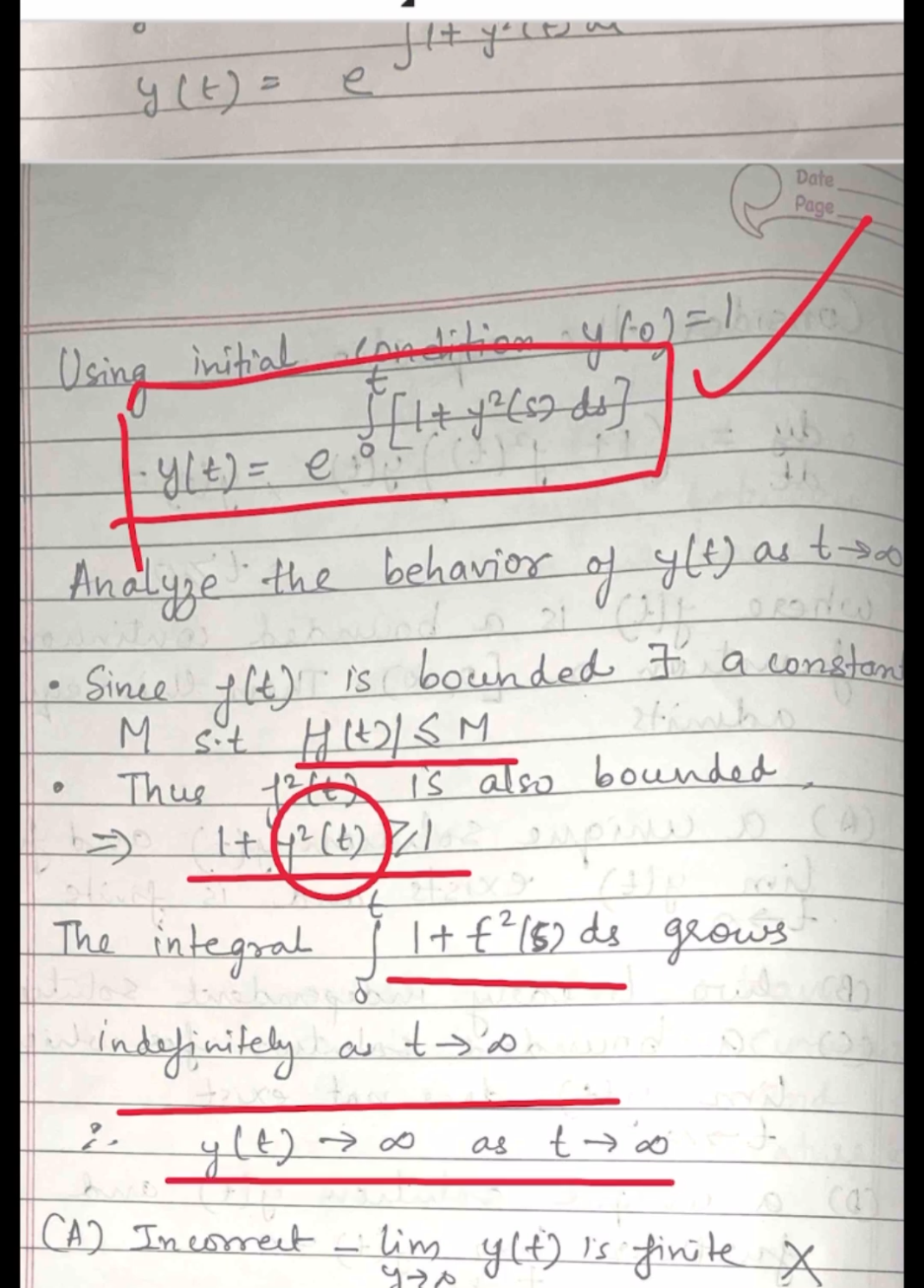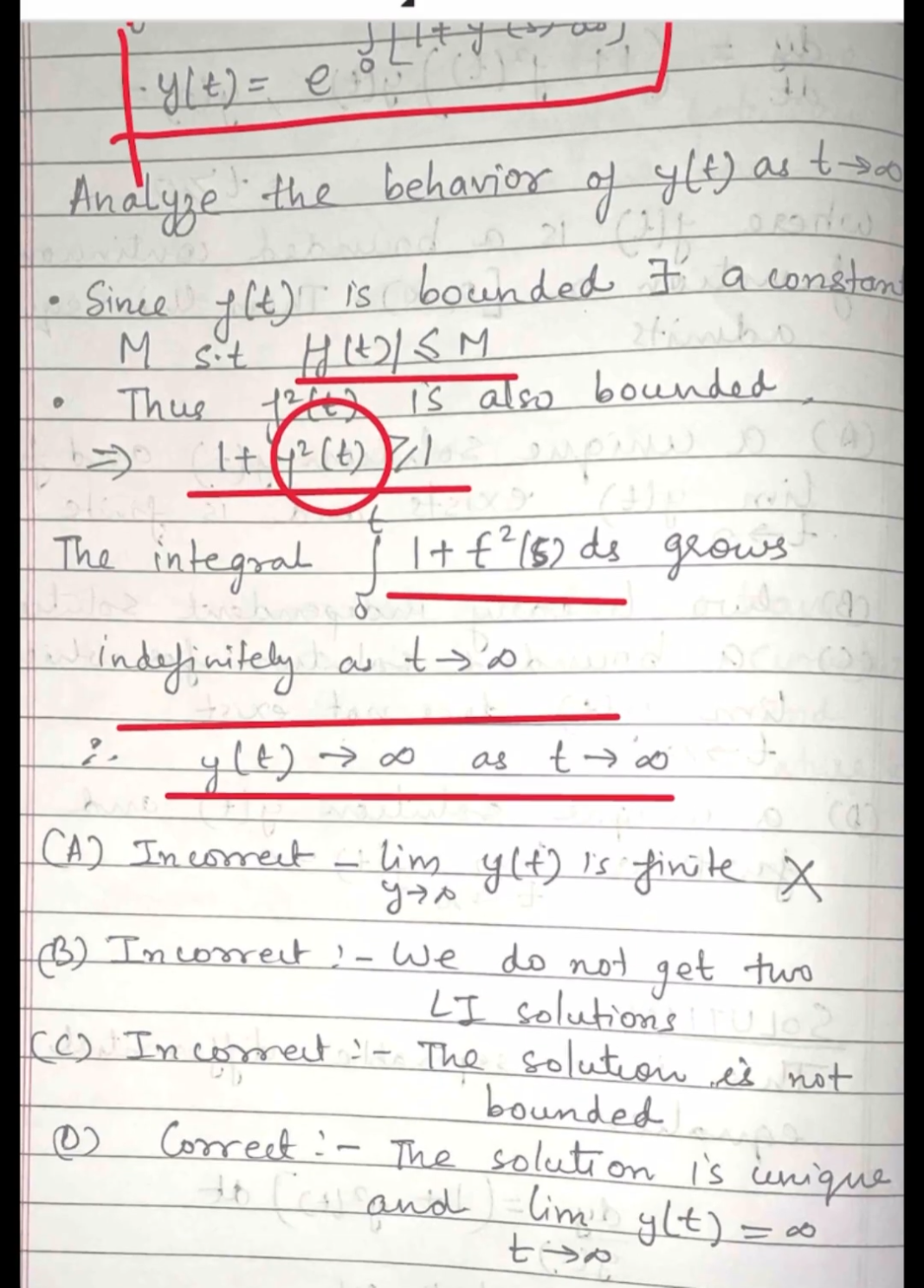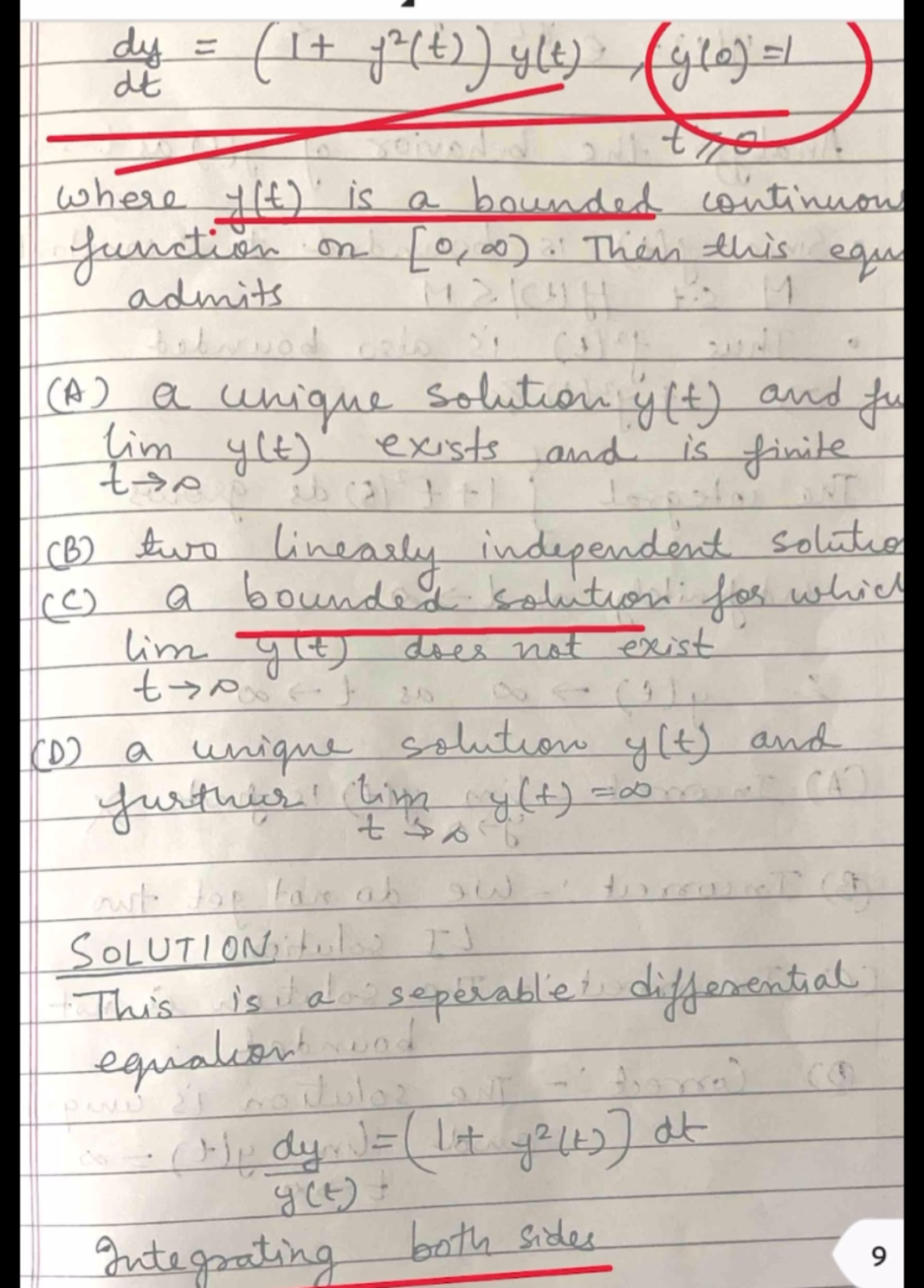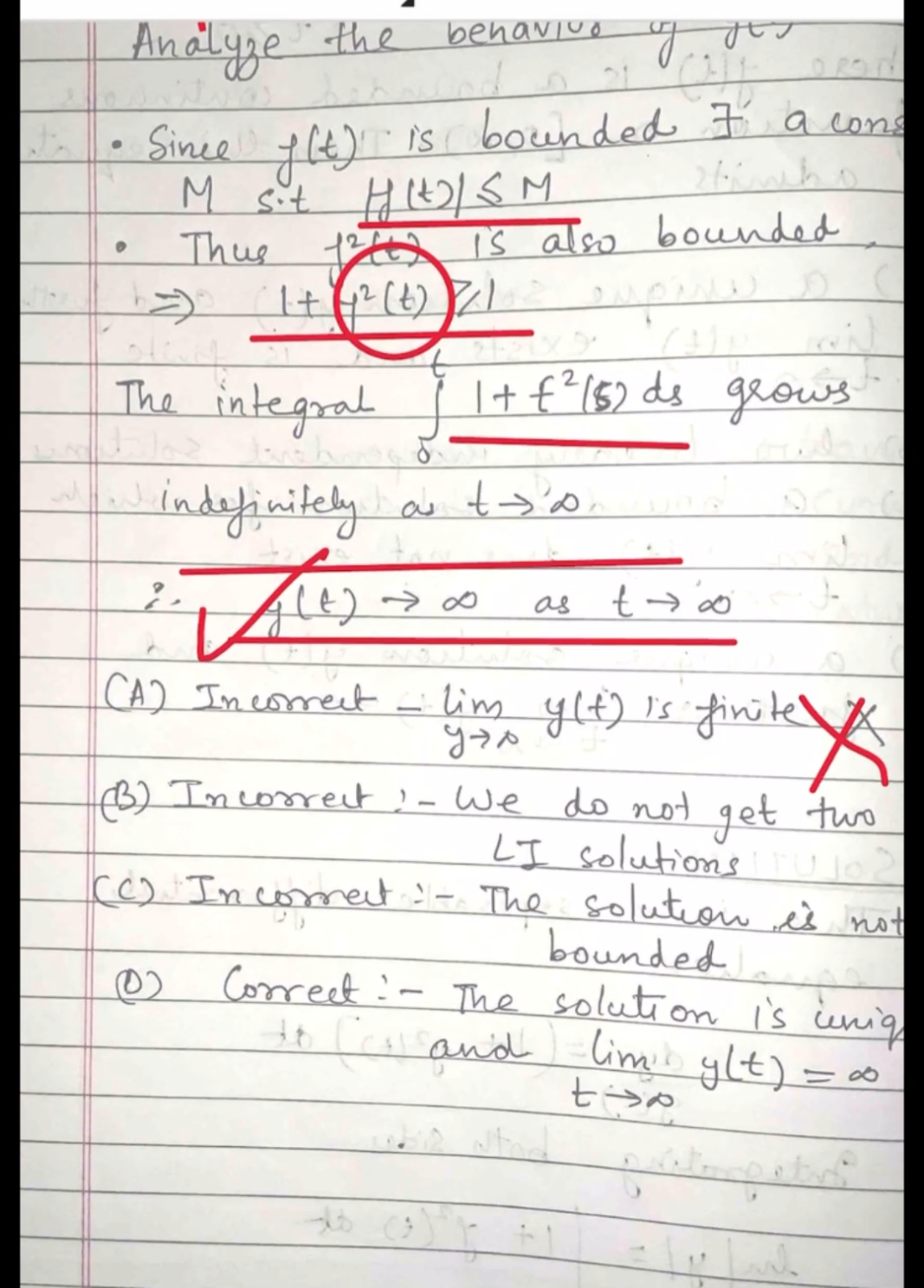Now let us look at the options. The first option says that the limit of y(t) is finite. So we can see this is not finite. y(t) approaches infinity. So our first option is wrong. The second option is that we are getting L¹ solutions. No, we are not getting L¹ solutions. The third option says we have a bounded solution. But we can see that it is not bounded. You can see it is going to infinity. y(t) is going to infinity. So our third option is also incorrect.